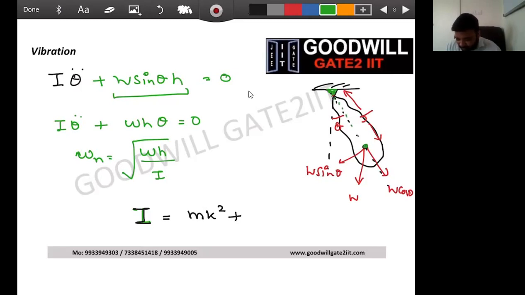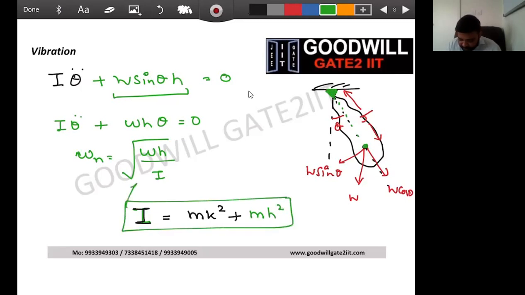I don't need it here, whether it is 0, whether it is ml square by 12, or whether it is mk square, I'm not interested. I need inertia about the hinge point. And about the hinge point, you need to shift it, plus the mass of the system and the distance h square. This I should substitute here to get our natural frequency in radians per second.